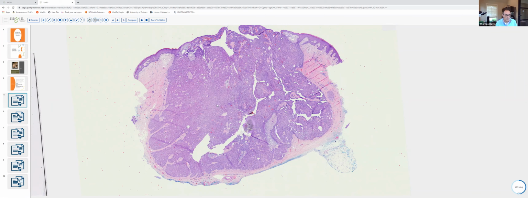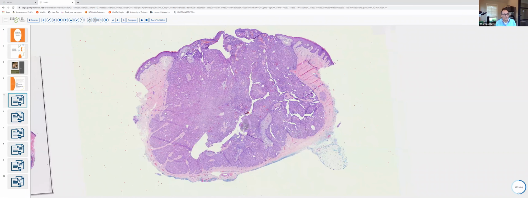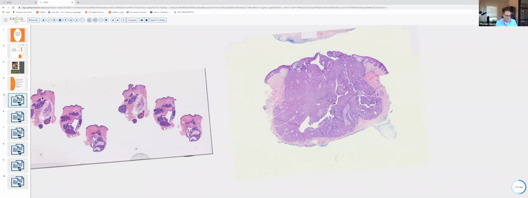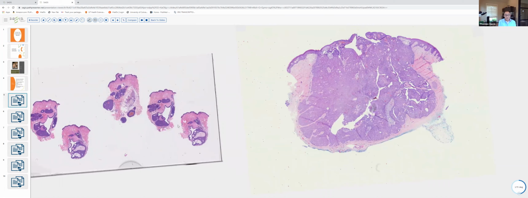Now, my disclaimer with this particular differential, and it's a principle that holds for really any of these conditions, is that as with all things in life, nothing is absolute. These lesions run along a continuum. The acrospiroma family. And so overlapping features are somewhat common.